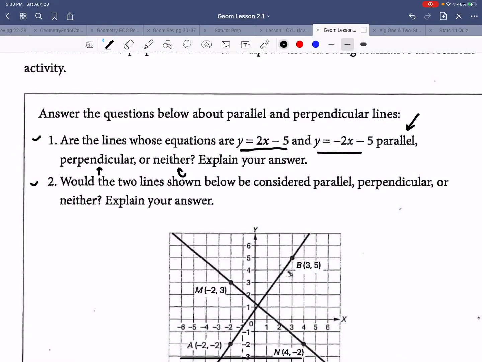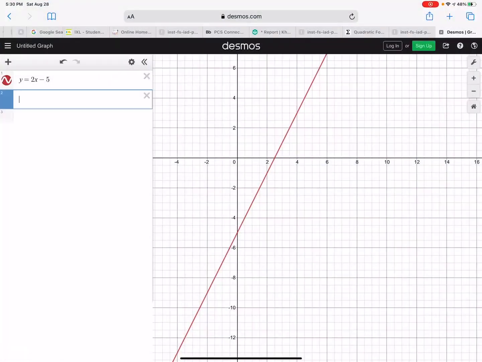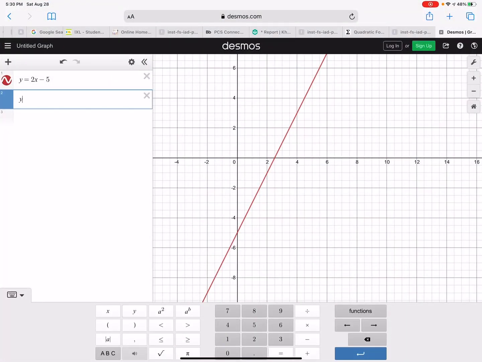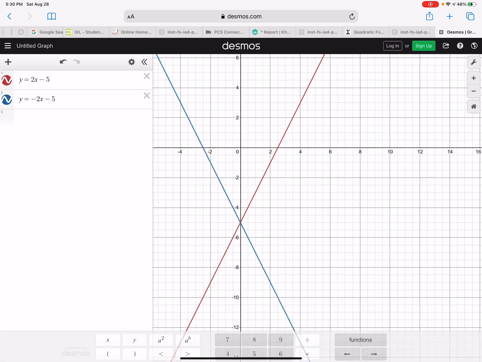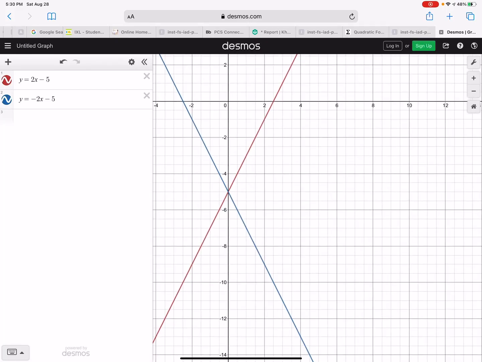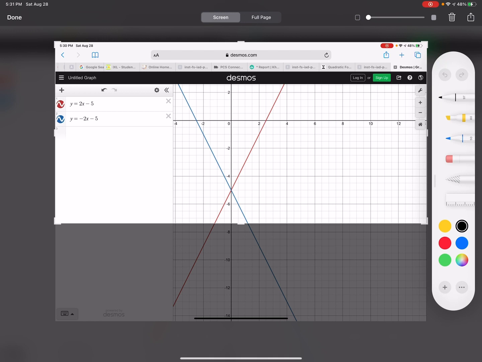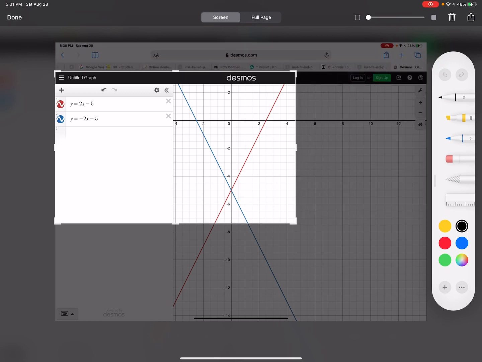Now, what else? I'm supposed to compare it to this one, negative 2x minus 5. So I'm going to click on 2 and make another one. Y is equal to negative 2x minus 5. Interesting. So I see here that these are not meeting at a 90. So I'm just going to take a picture of this. You might want to jot this down. And I'm going to crop it. I just want these 2 graphs to be visible.